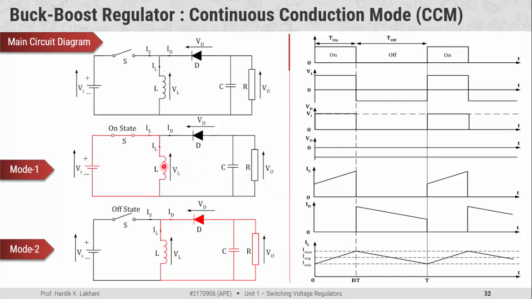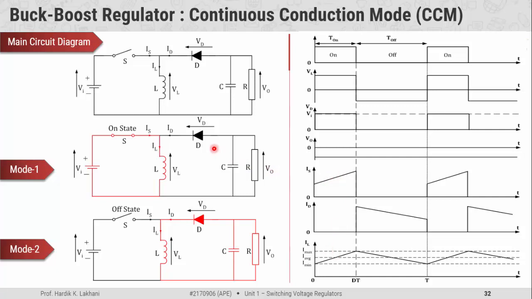This inductor and switch in the mode 1 operation come into series fashion, so whatever current flows through the inductor, the same current passes through the switch. So during the first mode, the waveform of Is is exactly the same as the IL.